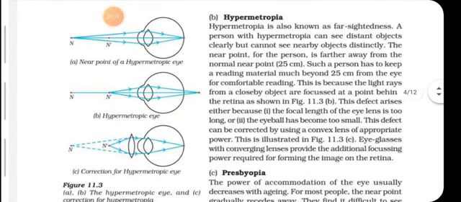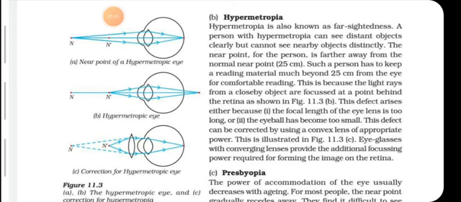Fine, let us move on to the next thing, that was hypermetropia. Hypermetropia is also known as farsightedness. In farsightedness or hypermetropia, you can see the distant objects clearly but cannot see nearby objects clearly. So there will be a problem to see things nearer than 25 centimeters.